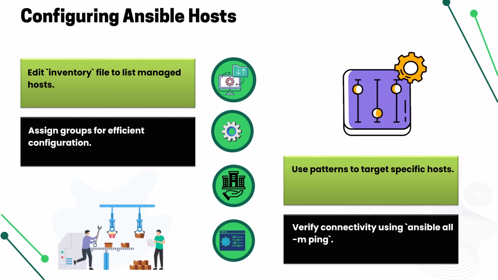Alright, time to tell Ansible who's who. We list our managed hosts in the inventory file. Organizing them into groups helps streamline operations. No one likes chaos. Patterns help in targeting specific machines with precision. Finally, a test ping ensures Ansible knows who it's talking to. If this fails, well, guess who's troubleshooting network issues?